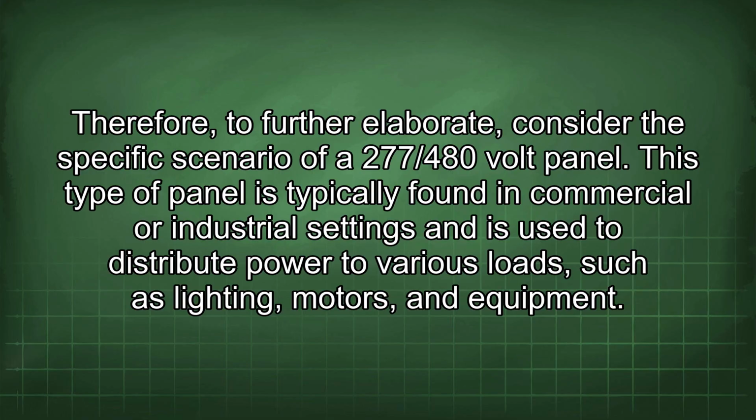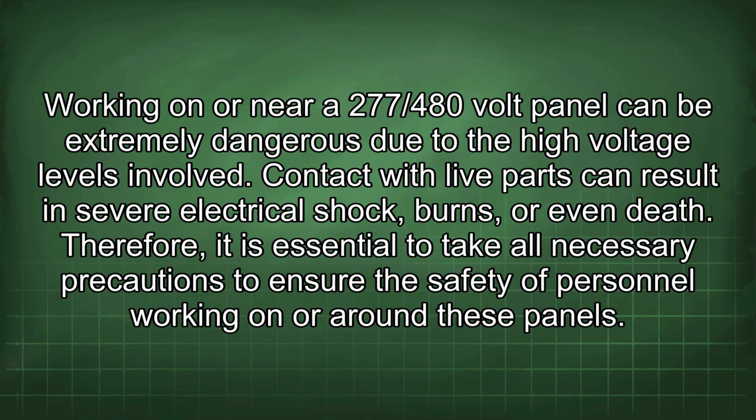277/480 volt panel. This type of panel is typically found in commercial or industrial settings and is used to distribute power to various loads, such as lighting, motors, and equipment. Working on or near a 277/480 volt panel can be extremely dangerous due to the high voltage levels involved.